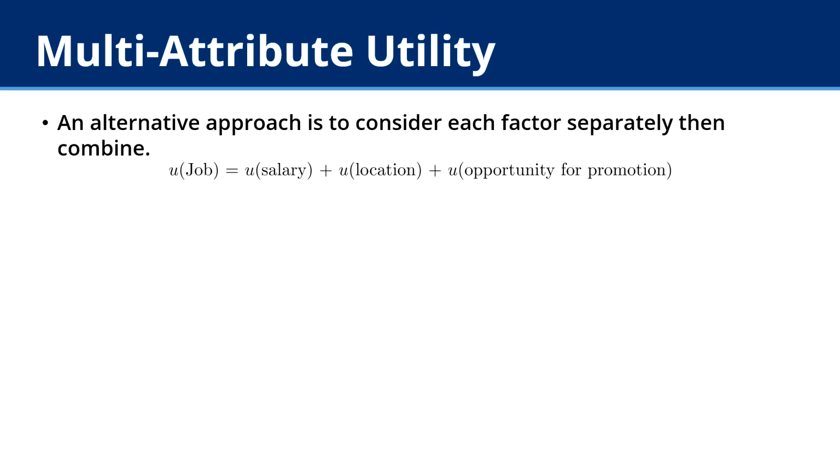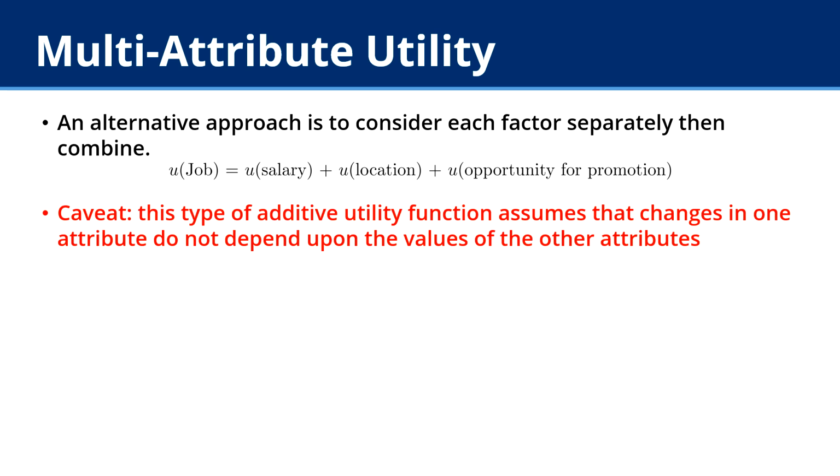So this approach, simply adding up the utility for each of these attributes and combining them, might work. But there are some drawbacks to this approach. The caveat here is that this type of additive utility function assumes that when you change one of these attributes, it doesn't depend on the values of the other attributes. So for example, if the utility of the salary goes up, it has no impact on the utility of some of these other factors. So there's basically no coupling or dependency among these attributes. This may not be the case, right? So this is a more simplistic approach to multiple attribute utility.